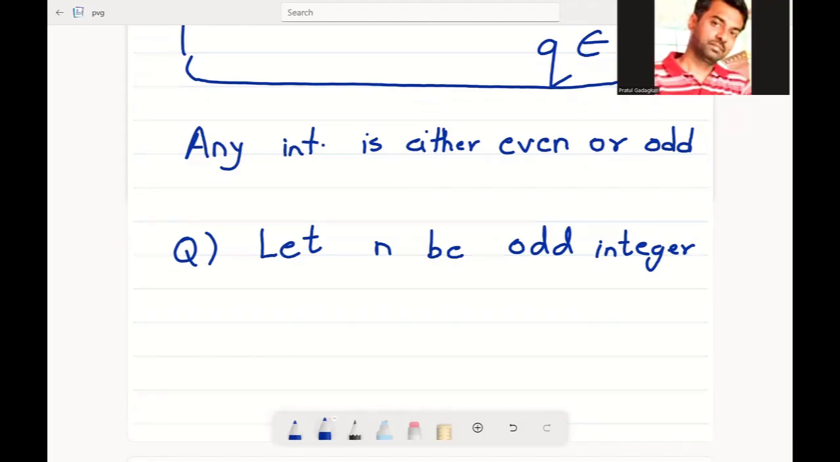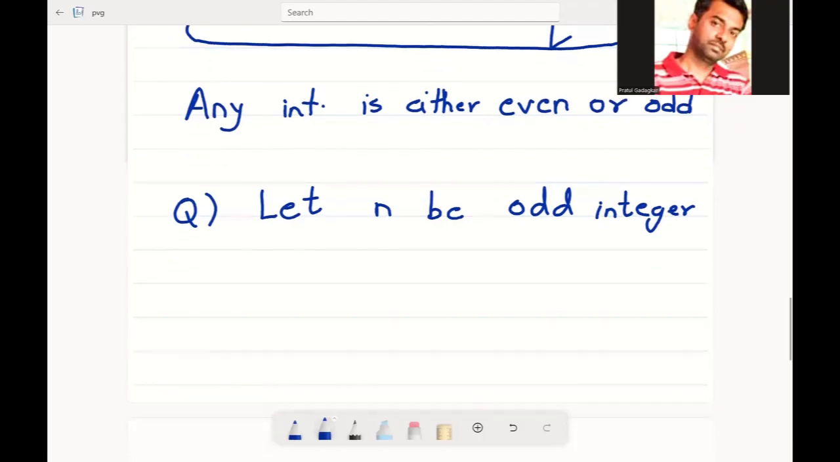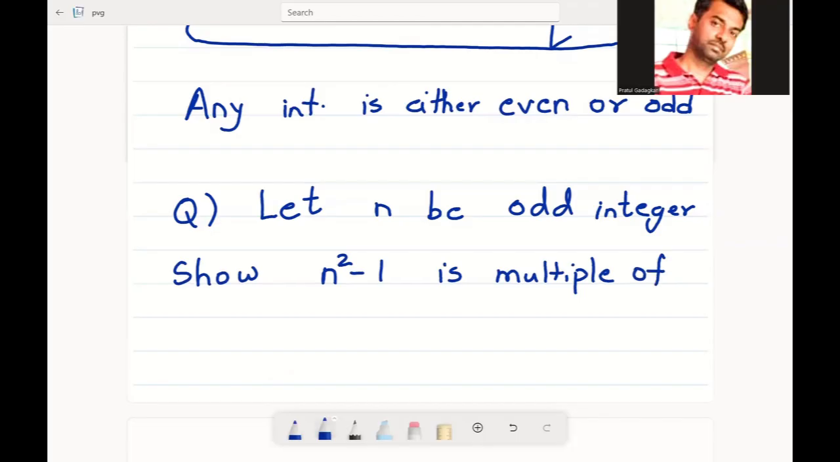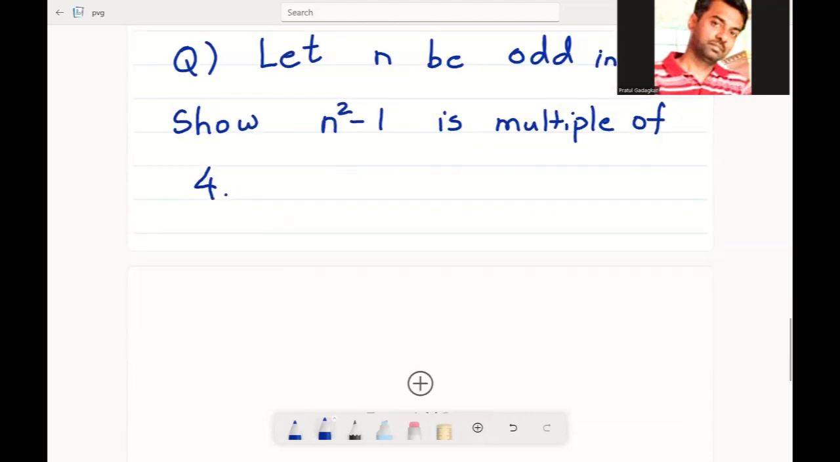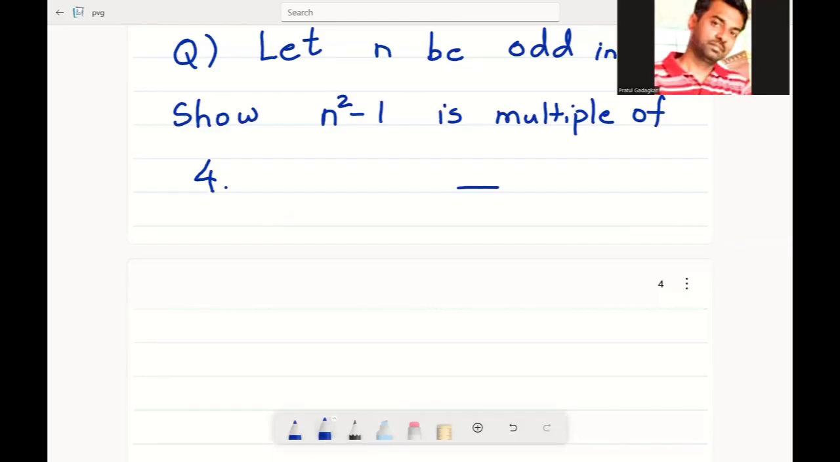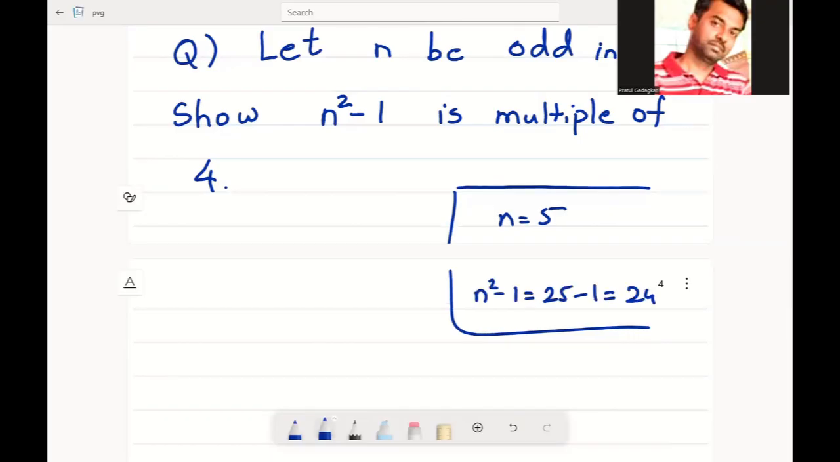Then we can show that n square minus 1 is a multiple of 4. So let me just do some rough work here. Suppose I take a number in my mind, say n is 5, and if I find n squared minus 1, it will be 25 minus 1, which is 24, which is a multiple of 4.